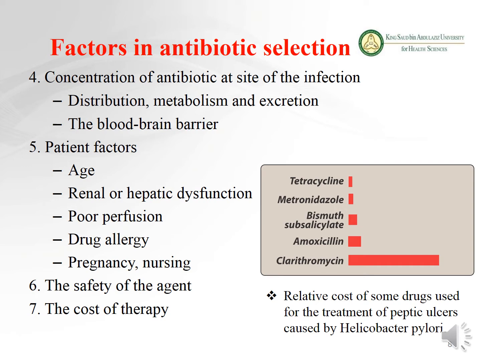Other factors include patient-specific factors like age, renal and hepatic function, blood perfusion, drug allergy, pregnancy, and lactation. So all these have to be taken into consideration. Safety of the agent is important, and the cost of therapy. If we have a drug that is lower in cost and has the same efficacy as another drug that costs more, we have to select the drug which has low cost as compared to the more expensive drug. So we have to look into the socio-economic background of the patient as well.